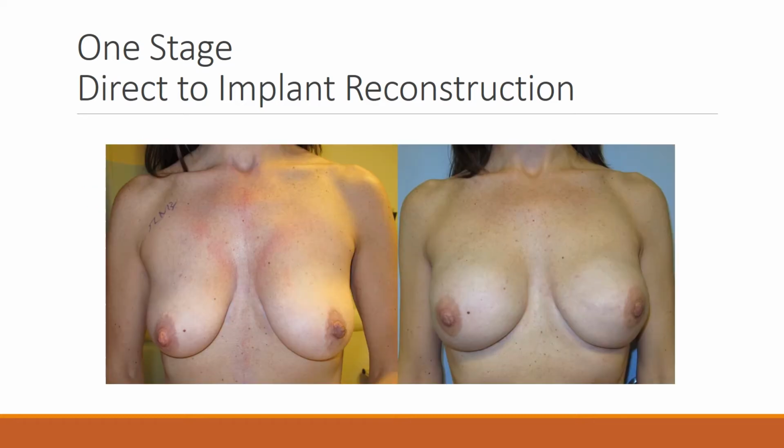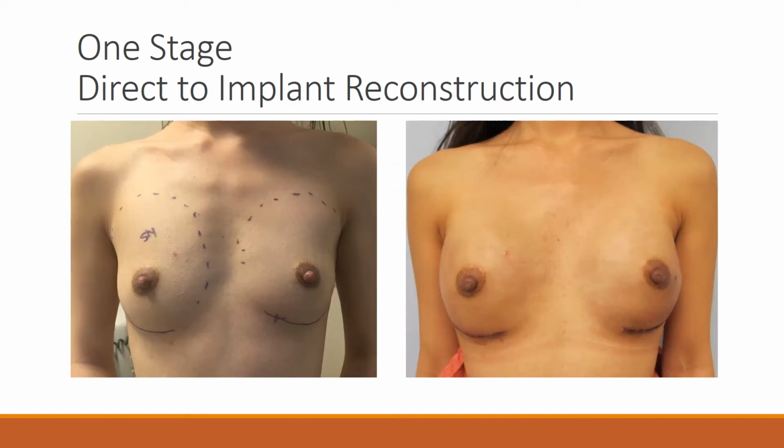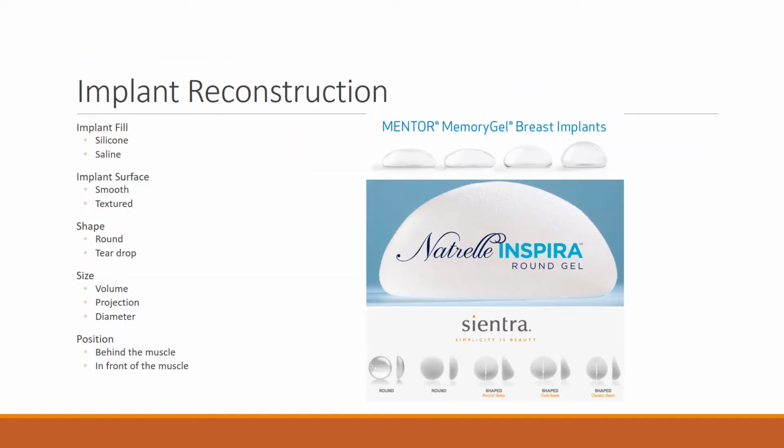This is an example of a patient who underwent bilateral mastectomies and direct-to-implant reconstruction, nipple sparing. Another example of a patient who underwent bilateral mastectomies and direct-to-implant reconstruction. And then finally, a patient who underwent bilateral mastectomies and direct-to-implant reconstruction. All these patients did not have a tissue expander placed and did not have to undergo the expansion process to achieve their implant-based reconstruction.